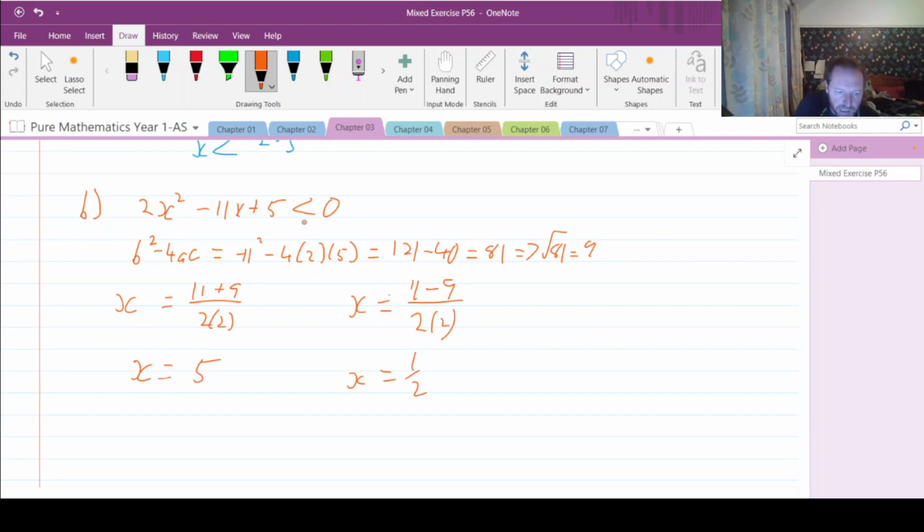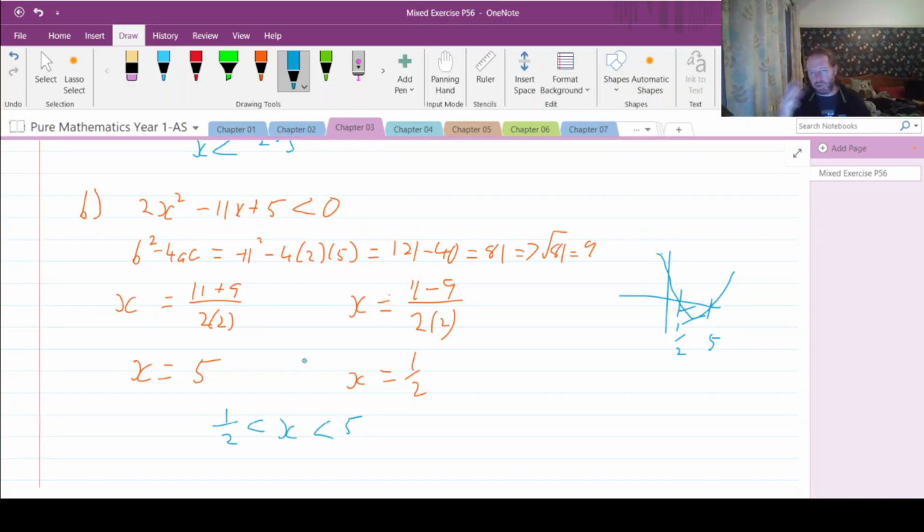So what are we looking at here? It's a positive x squared, so when we sketch this graph, it's going to be U-shaped, coming between a half and 5. So where is this graph less than 0? Well, that would be all of this area here, between a half and 5. So we can say a half is less than x, less than 5.